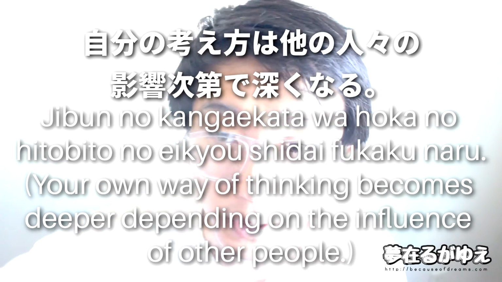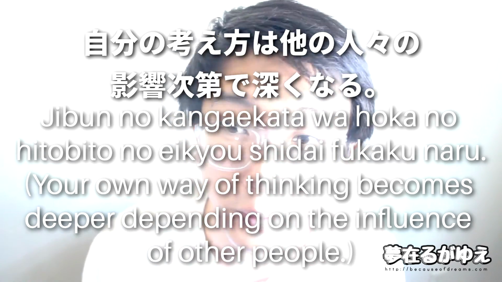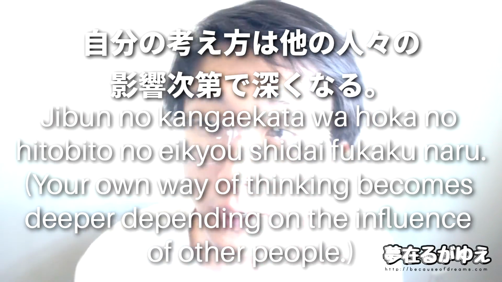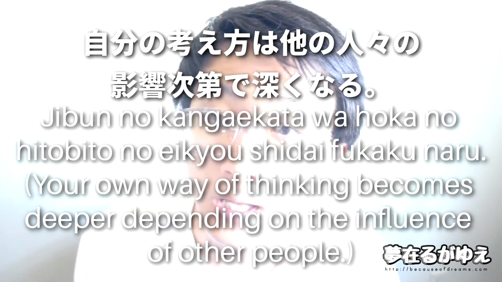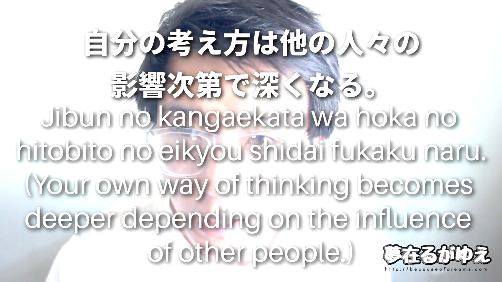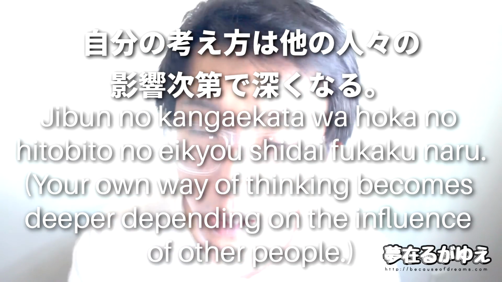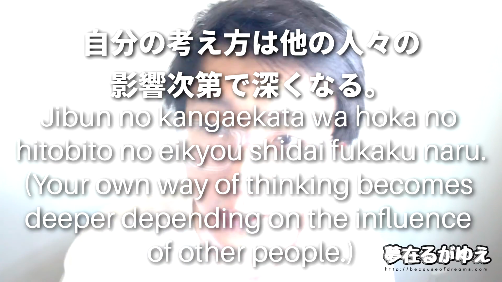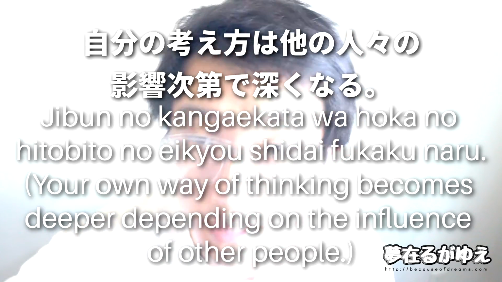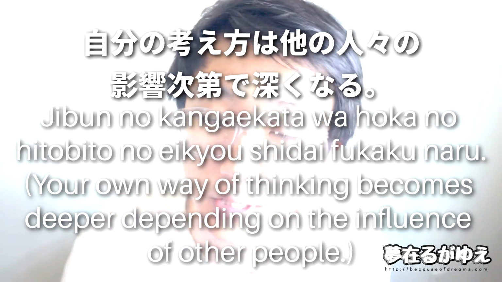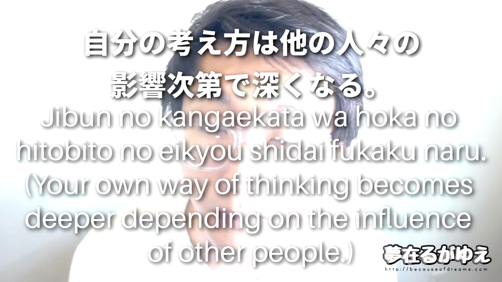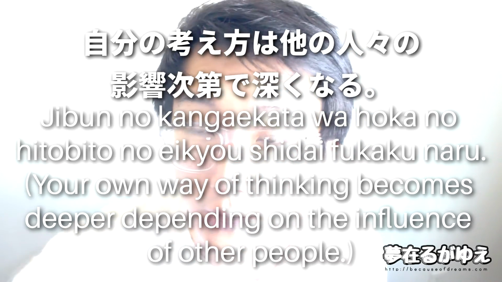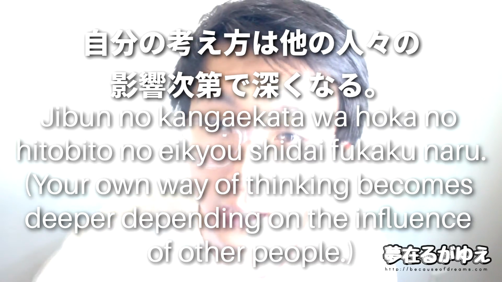And so this influence is going to be the thing that we're going to use with the grammar pattern. So right after eikyo, we put shidai, which means depends on. So depends on other people's influence. And then right after shidai, we're going to use the particle de this time around because we're using this to modify a verb, basically. And so the verb phrase that we have is going to be fukaku naru, and fukaku is going to be the adverbial form of the i adjective fukai, which means deep. And then of course naru means to become, so becomes deep. So we combine that with the rest of the sentence and it translates to your own way of thinking becomes deep depending on other people's influence. Jibun no kangaekata wa hoka no hitobito no eikyo shidai de fukaku naru.